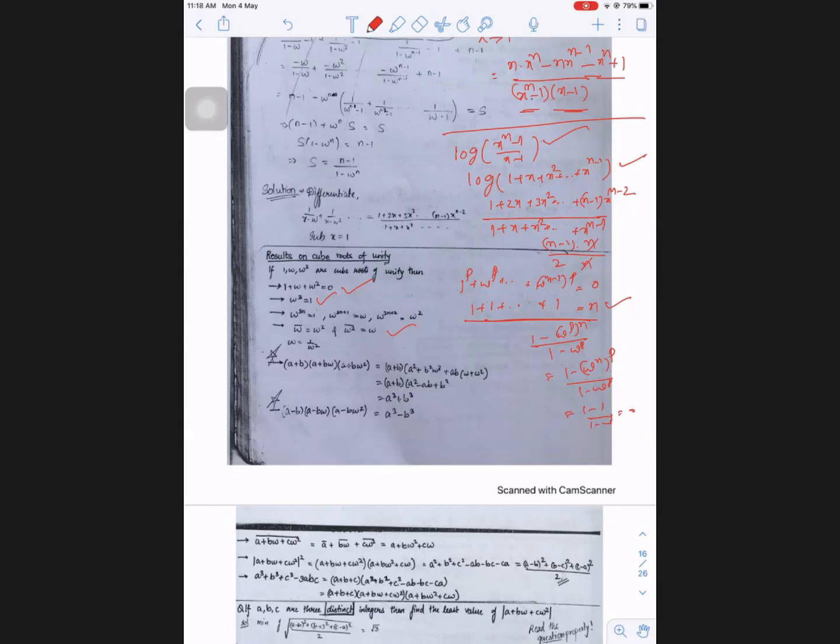Okay. Next other things are what? This: a plus b into a plus b omega into a plus b omega square. If you see this result, it is a cube plus b cube. And in the same way, a minus b omega into a minus b omega square equals a cube minus b cube.